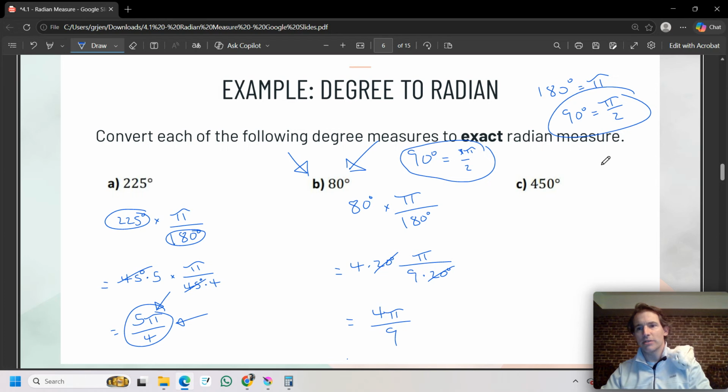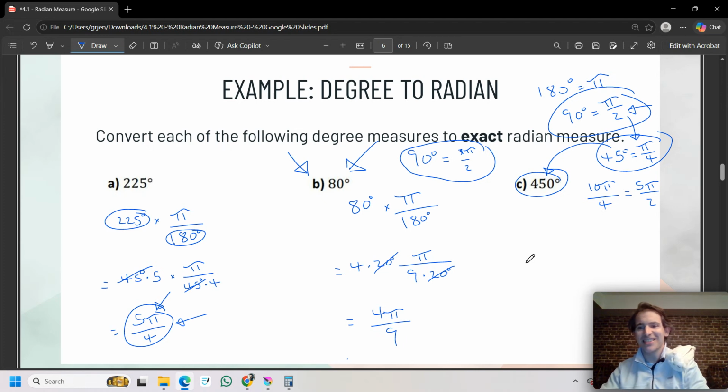Okay, 450 degrees. Oh, wait, you try it yourself. Pause. You're done already? Good. So 45 degrees would be pi on 4. Half of pi on 2 is pi on 4. A quarter is a half of a half. So if I know that, I could just multiply that by 10 and get 10 pi on 4, which is a fancy way of saying 5 pi on 2, which is a fancy way of saying 450 degrees.